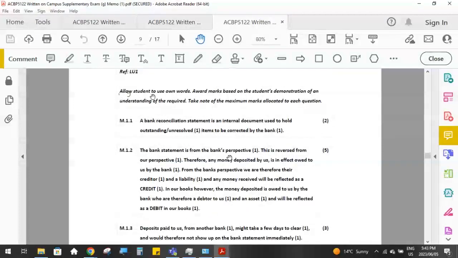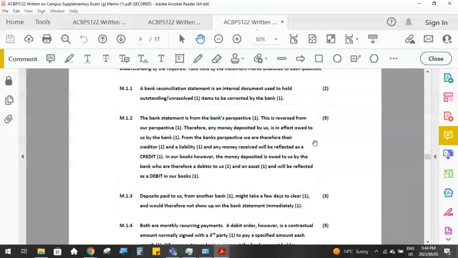So what is a bank recon statement? And remember, you must use your own words. Obviously, it's an exam. You've got nothing to copy from anyway, so there's nothing to do with referencing. You just go ahead and write answers in your own words. You don't have to quote out of textbooks. The marks are going to be awarded based on the student's demonstration that they have understood the required. So in other words, that you've understood the theory that you've learned, not that you can just repeat it.